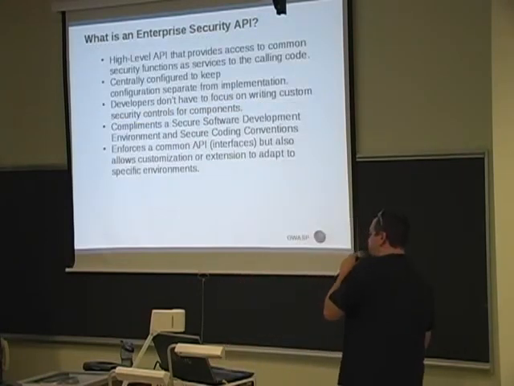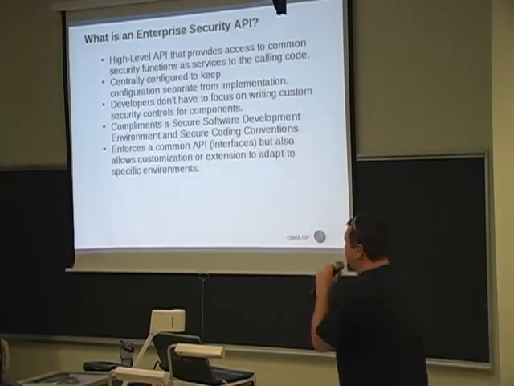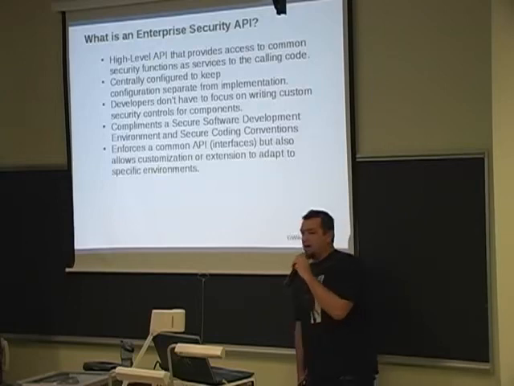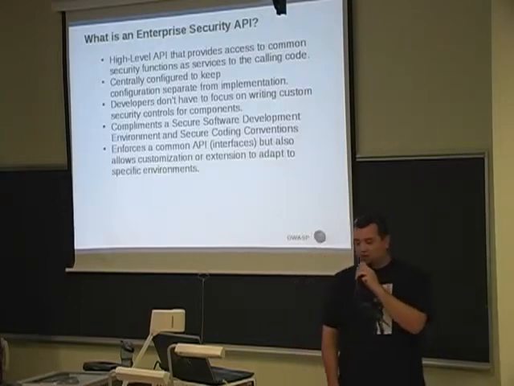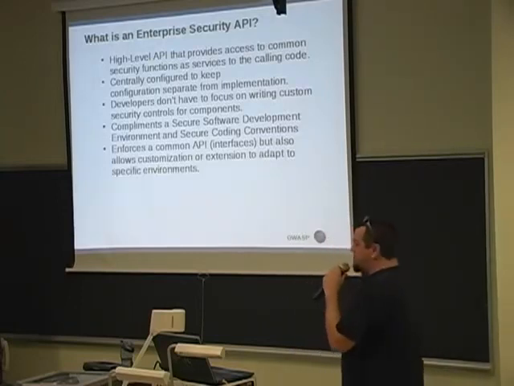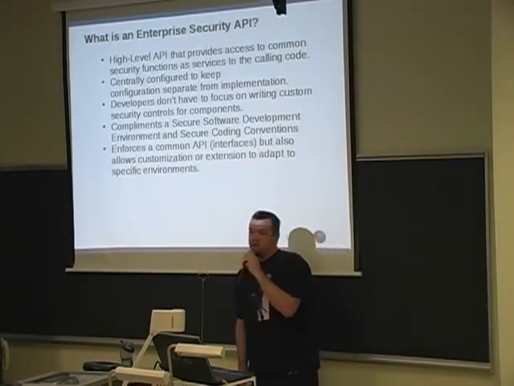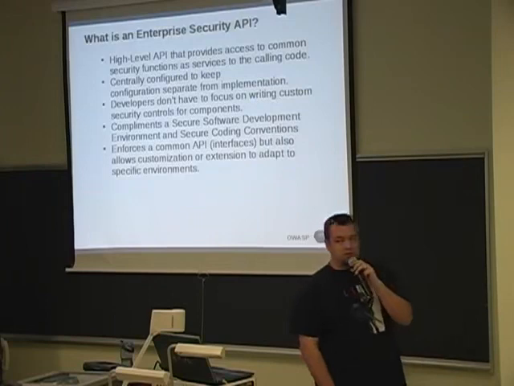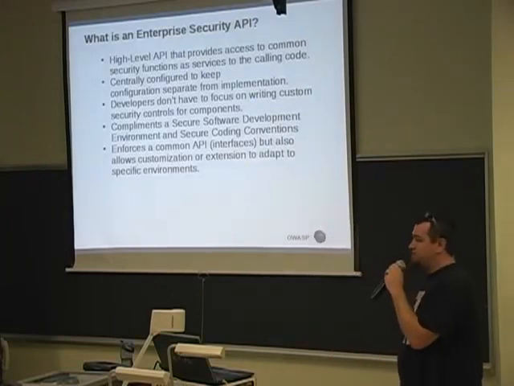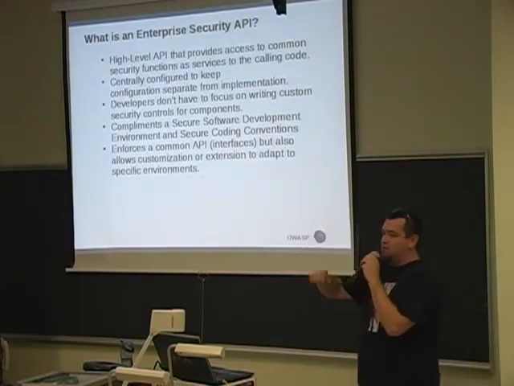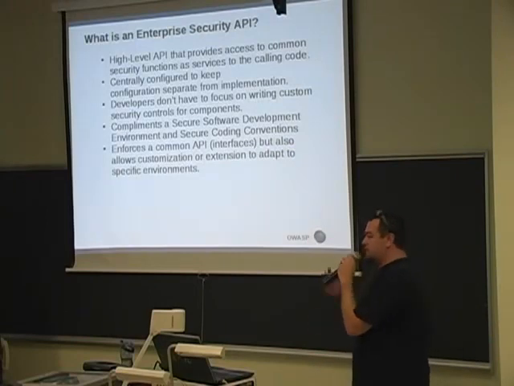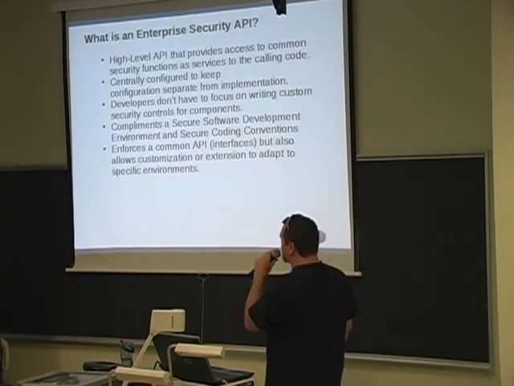These are the things that basically define what an ESAPI is. Number one, it's a high-level API. There are lots of security toolkits out there. There are calls you make to do logging, libraries you use to do authentication and access control, and libraries you use to do encryption. The goal of the ESAPI is to bring all of those together and provide one central API where you go to use those things.